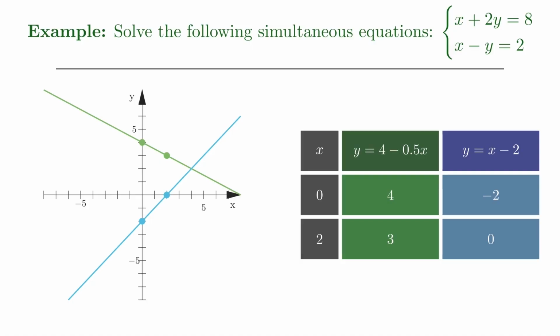Solving these equations simultaneously, I look for where the 2 lines cross. So drawing a horizontal line across will give me the y coordinate, and a vertical line down gives me the x coordinate. And this allows me to read off the solution. x is equal to 4, and y is equal to 2.